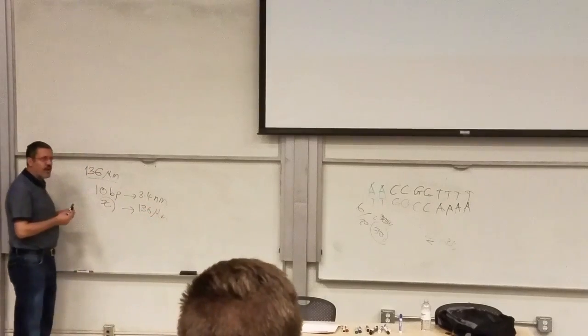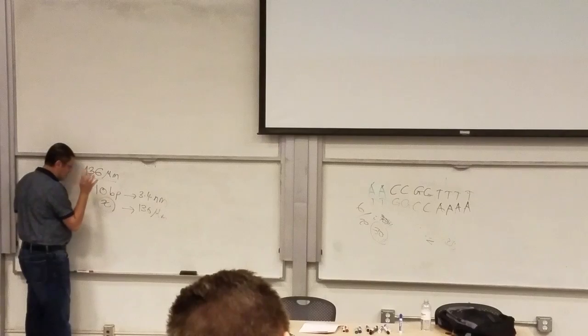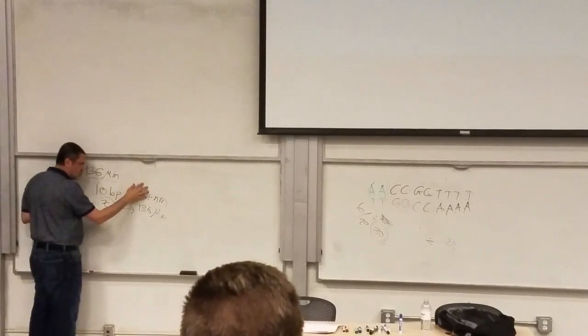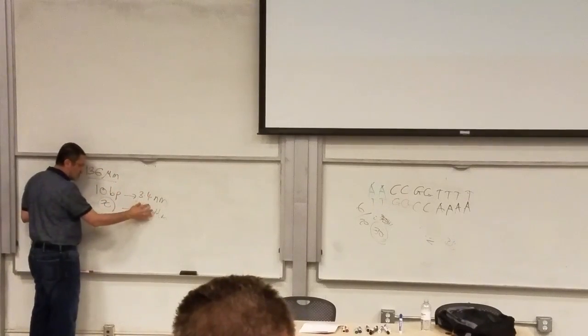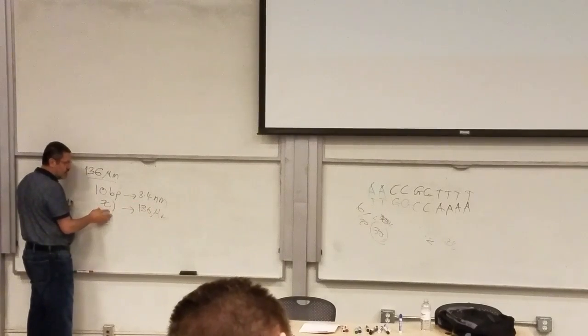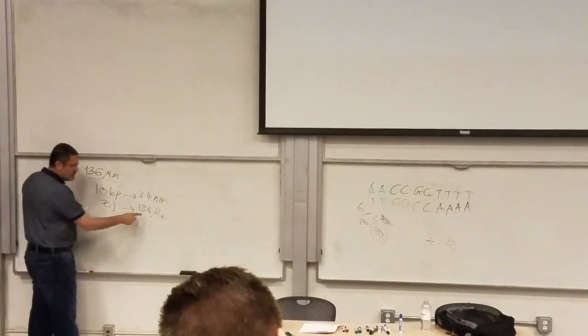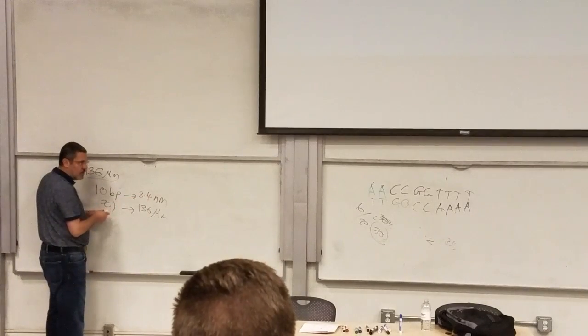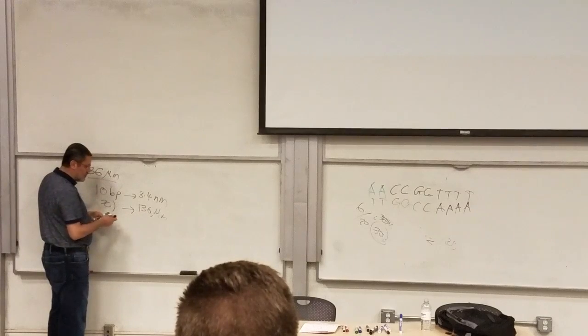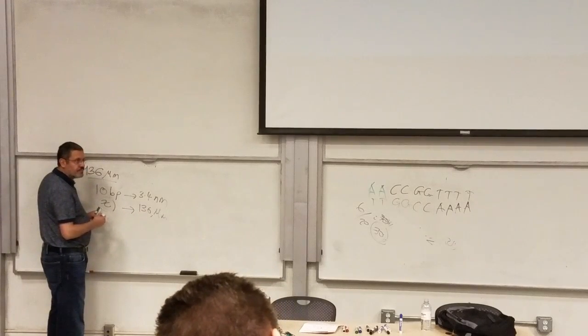I need to solve for X, right? An apple costs $2. I have $10. How many apples can I buy? 10 base pairs is this. I have that. What is X? First, I have to convert micrometers to nanometers. What is a micrometer in nanometer terms?